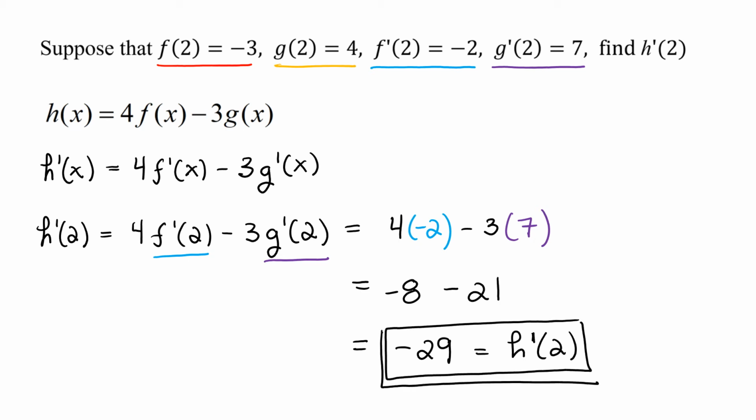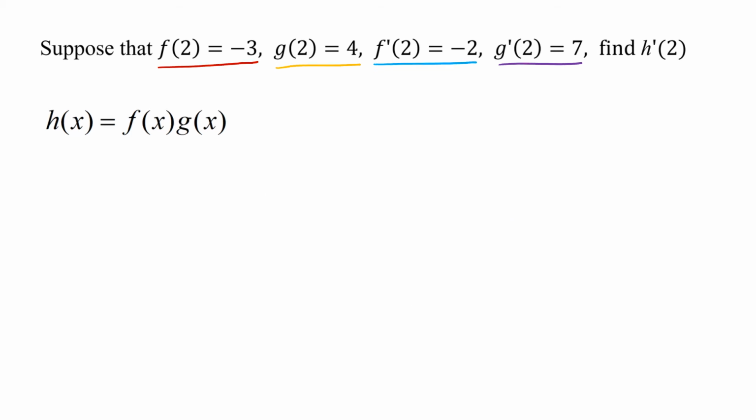Again, derivative before substitution. We still have the same f of 2, g of 2, f prime of 2, and g prime of 2, but we have a different h of x. Now h of x is equal to f of x times g of x, and we'll still find the derivative of h of x, h prime of x, before we do any substitution. F of x times g of x is a product, so we'll have to use product rule.